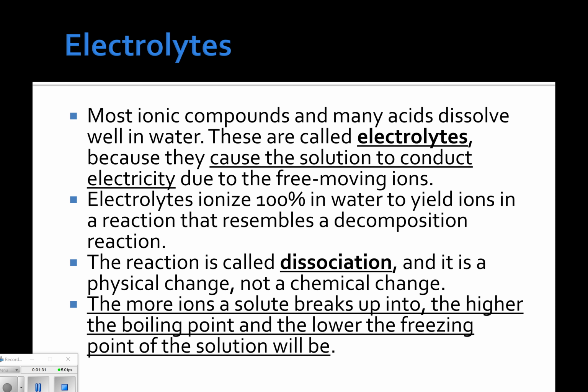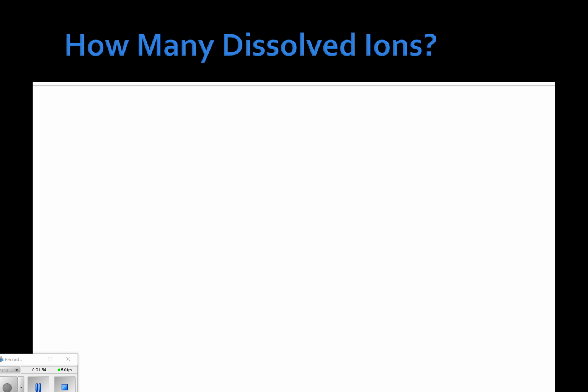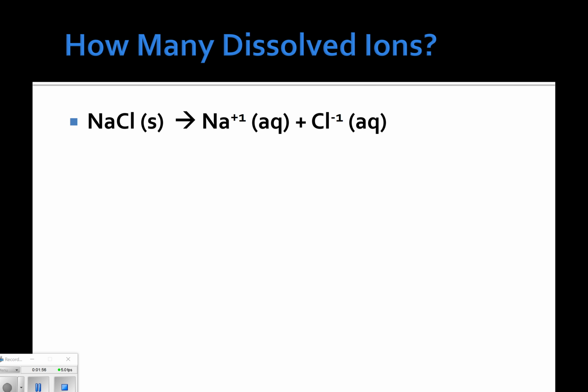phase of matter. Now, the more ions an ionic compound breaks up into, the more it's going to affect the boiling point and the freezing point of the solution. It's going to change the boiling point and make it higher, and it's going to change the freezing point and make it lower, the more ions that we can have a solute or an ionic compound break up into. So a little bit of a review here.